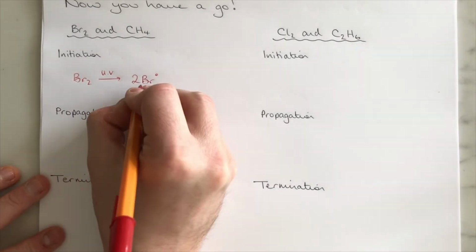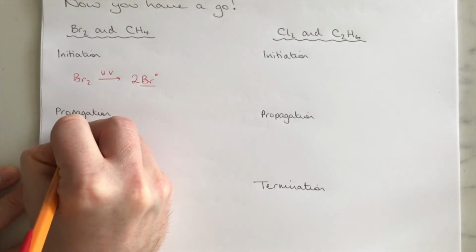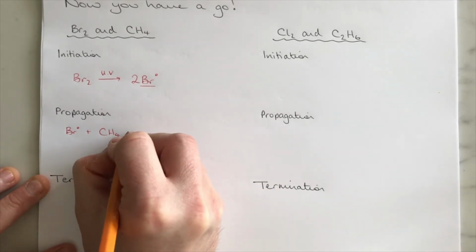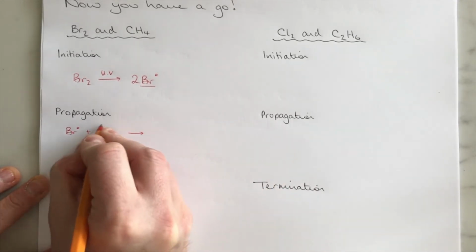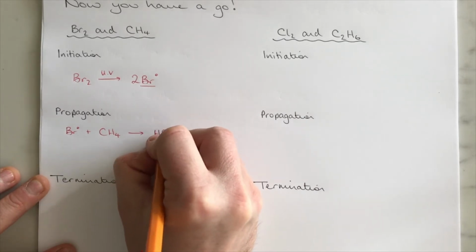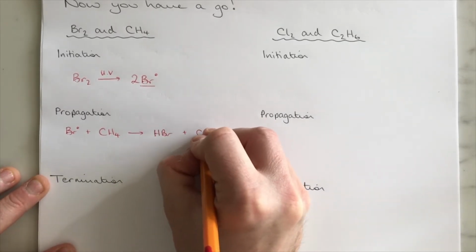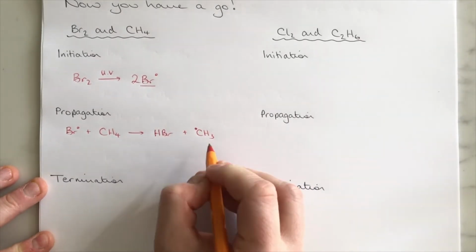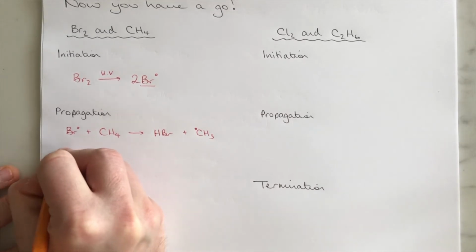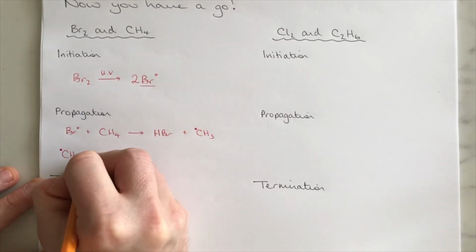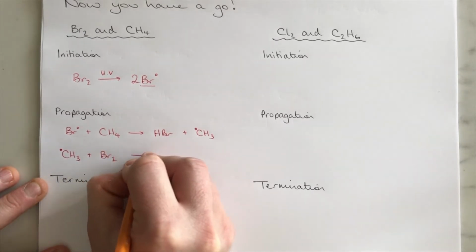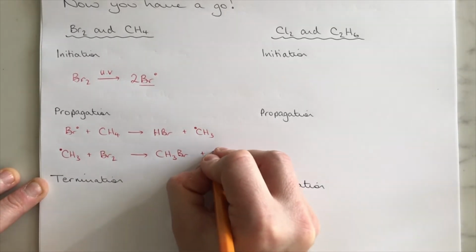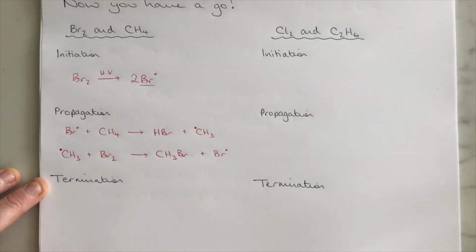Our propagation, our bromine radical is going to collide with our methane. And remember, in this first propagation step, the bromine radical is going to take one of the hydrogens off this. So we end up with HBr, and we end up with CH3, our methyl radical. Our methyl radical then is going to collide with a Br2 that wasn't split up to form CH3Br and regenerate our bromine radical.